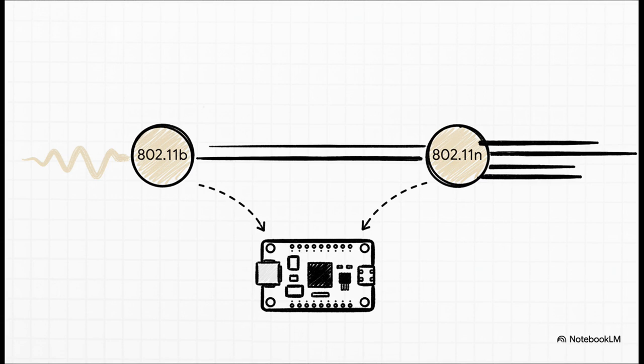It's basically the different languages or dialects of Wi-Fi. Think of B as the original kind of slow version. G came along and made things a lot faster, and N was a huge upgrade, making things super efficient. The NodeMCU can speak all three, which makes it an incredibly versatile little communicator on almost any modern Wi-Fi network.